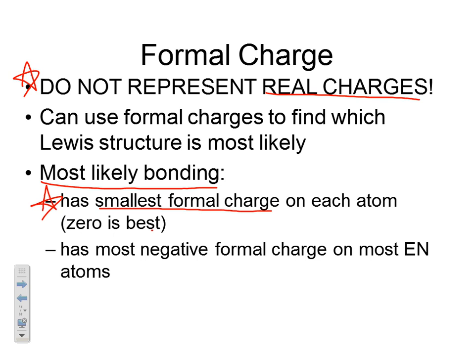So 0 is best. If you have a Lewis structure that has different resonance structures, and you have one where everything has a formal charge of 0, that's a way of saying that's the most likely bonding scenario. If you can't have 0 on everything, then the most likely bonding structure will have the most negative formal charge on the most electronegative atoms. So if you can't have 0 for everything, it's better to have an oxygen with a negative charge on it than a nitrogen with a negative charge on it, because oxygen's more electronegative than nitrogen.